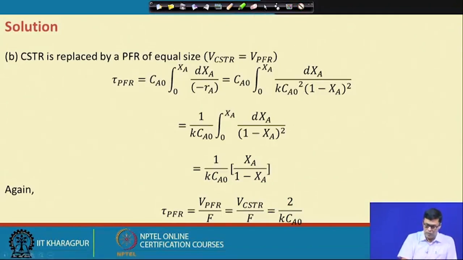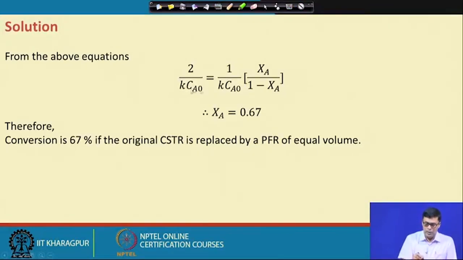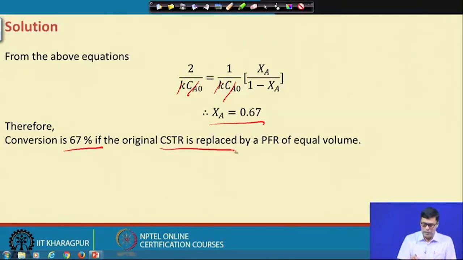If everything is constant, what will be the conversion in the plug flow reactor? Now if we equate this, then we find 2 by K into C A 0 equals 1 by K into C A 0, X A by (1 minus X A). Then we can solve this equation. This will cancel, this will cancel, then only one equation, one unknown, and we can easily solve for the X A value. So we find 67% will be the conversion if the CSTR is replaced by the plug flow reactor. Initially in the case of CSTR it is 50% conversion. Now if you replace it by the plug flow reactor, it increases to 67%.